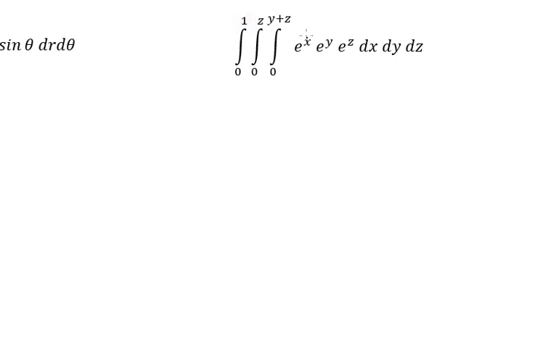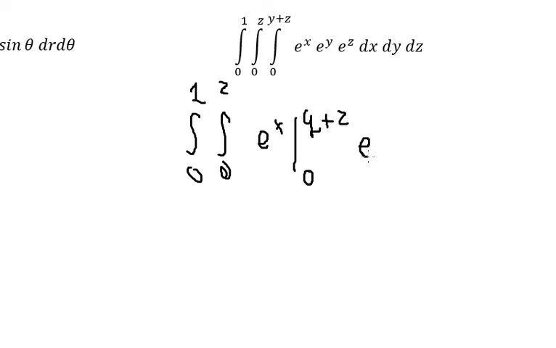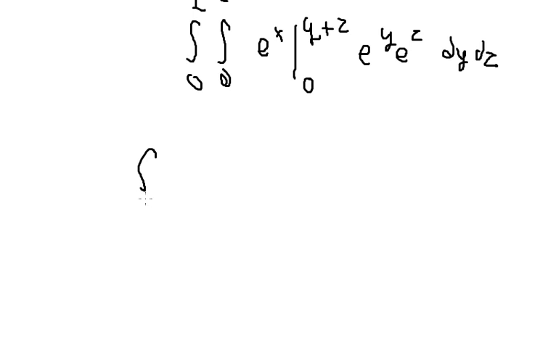So we have the integral of e to the power of s, that's still e to the power of s. So you get e to the power of s, and we have the bounds from 0 to y plus z, and we have e^y, e^z, dy, dz. So we put this one in here, 0 in here, and we get e to the power of y plus z.